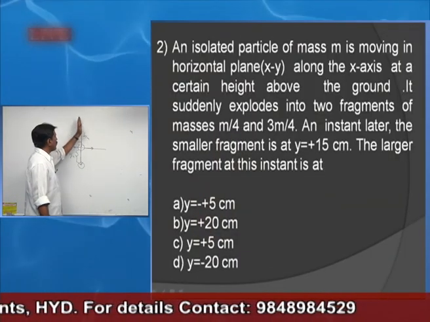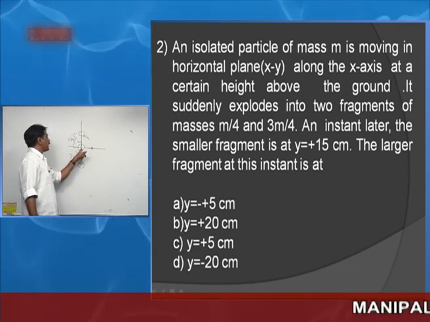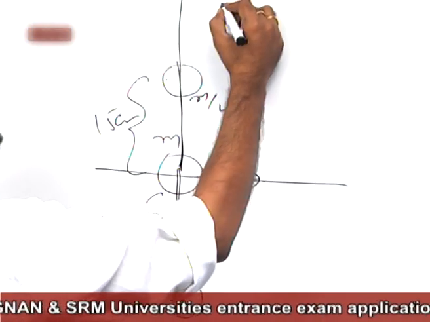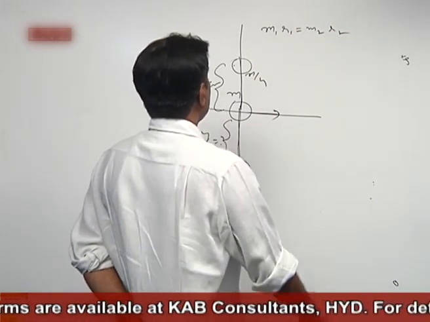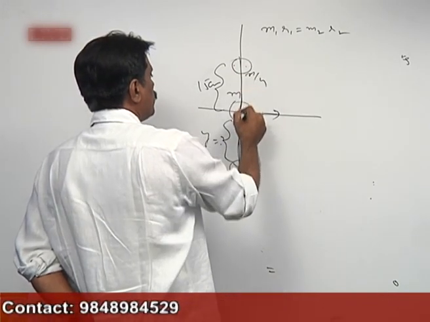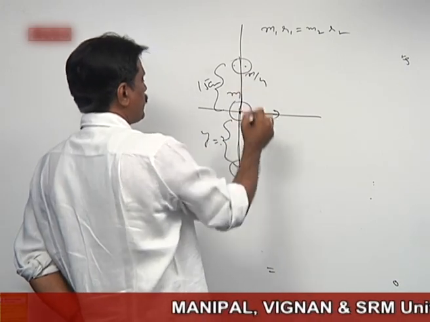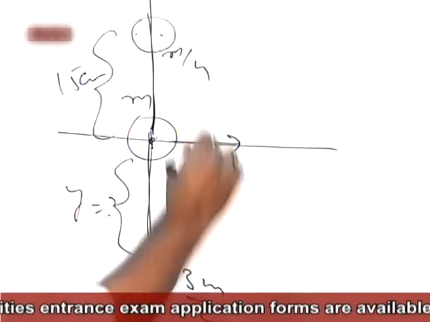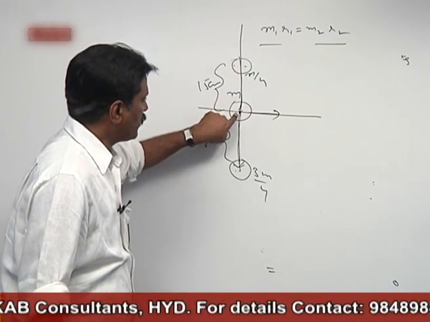Therefore, if one fragment travels like this, another should travel like this in such a way that center of mass should be again at this point. So, we can use this relation m1 r1 is equal to m2 r2. This is the center of mass, so m by 4 into this distance must be equal to 3m by 4 into this distance. Center of mass of these two parts should be here at origin only.